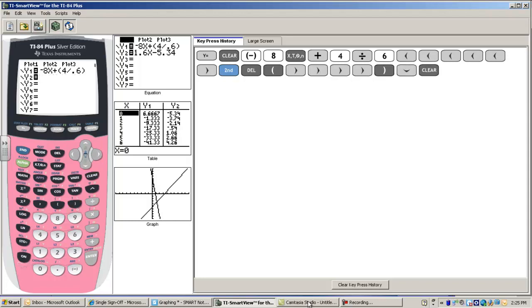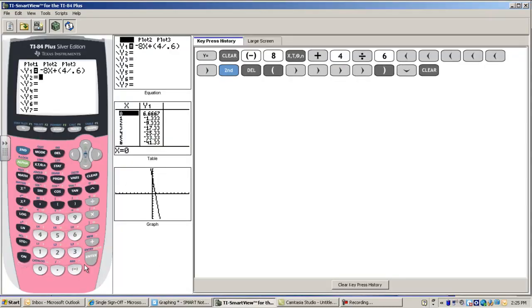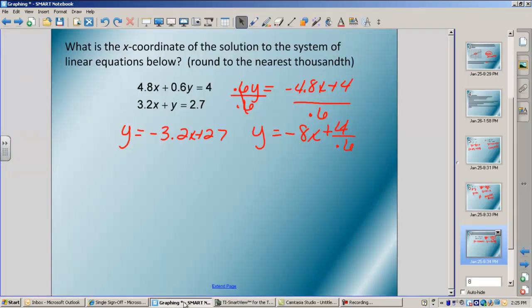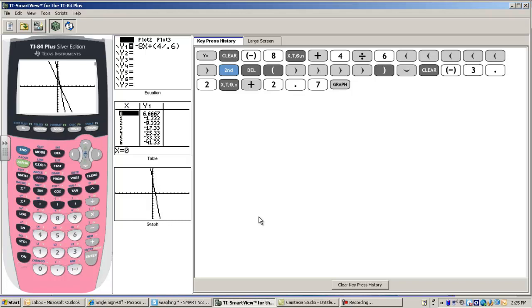And then the second equation was negative 3.2x plus 2.7. So I have negative 3.2x plus 2.7. And graph them. We're still in a standard window because it was in a standard window when we graphed a minute ago, and you can see right here is where they intersect. So again, we're going to find the points. We're going to go second trace, number 5. We're going to hit enter 3 times. 1, 2, 3. And here it tells me the intersection, and ooh, we get these big, long, yucky decimals.